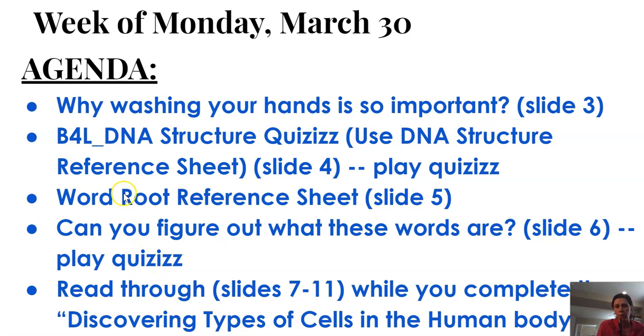So the first one, why washing your hands is important. The second one, Bio for Life DNA structure quizzes. The third bullet, word reference sheet. The fourth bullet, can you figure out what these words are? And then the last bullet, it tells you to read through slides while you complete the Discovering Types of Cells, and that's that worksheet that you either copied down in your notebook or that you printed. So that's what we're doing for the entire week.